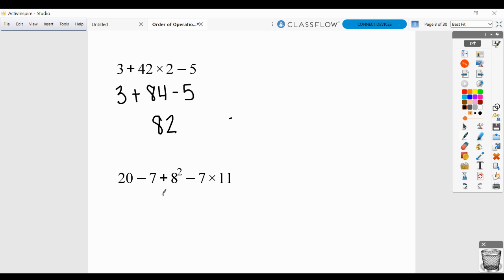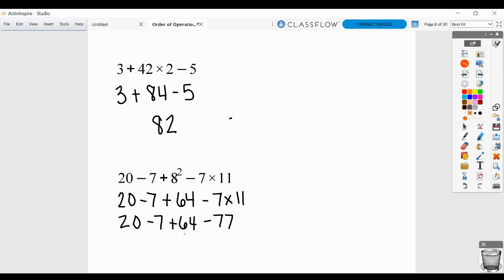All right, this next one, you have exponents. So you should have 8 squared is 64. Then you have multiplication. So you should have minus 77. Okay, then you have minus, a plus and a minus. So you can just do that all together. And you can type all of that into your calculator at once. And you end up getting 0.